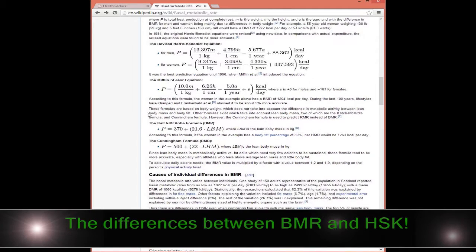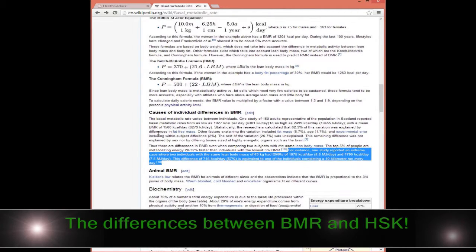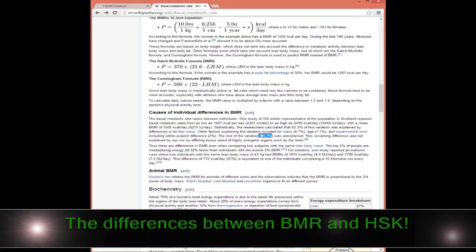Now, the problem with this equation to start out with is that there were extreme instances. For example, there was a study, this is off of Wikipedia, that reported a case where two individuals with the same lean body mass, one was burning 1,075 calories per day, and one was burning 1,790. That's a difference of 715 calories per day. For somebody using these online calculators for weight loss, that's a big difference. And there was another 26.7% variation that was unexplainable. So we know those things to be fact.